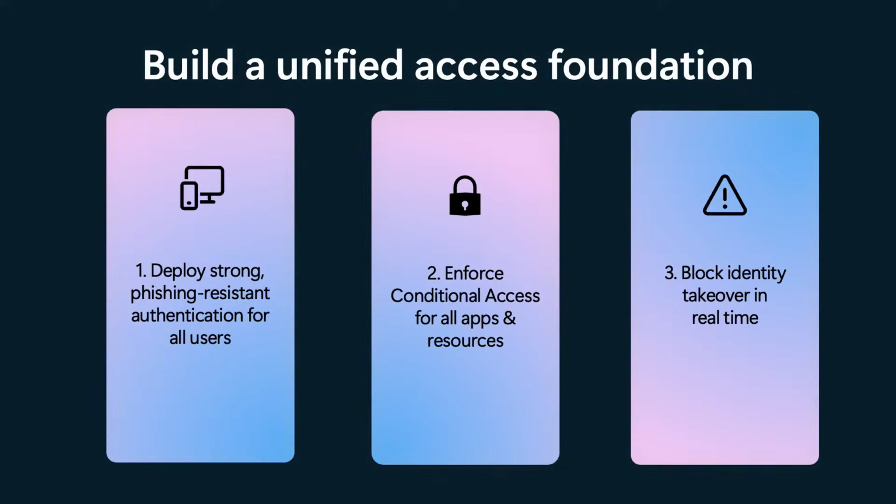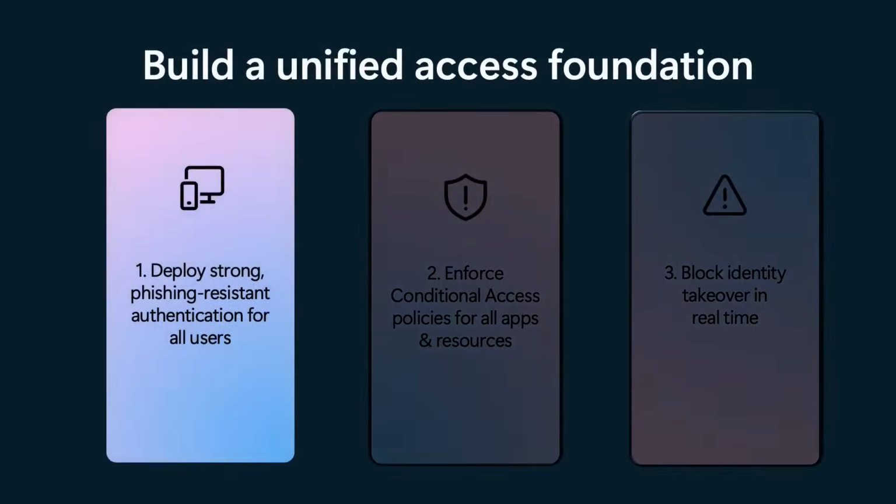Now let's talk about the first foundational step in building a unified access foundation. What we outline here are the 3 moves every organization should have in place today. First, deploy a strong phishing-resistant authentication for all users. Second, enforce conditional access policies across every app and every resource. And third, block identity takeover in real time with identity protection. Together, these steps raise your security floor, close the gaps attackers rely on, and give you a unified baseline you can build on. They're simple, high-impact actions that help you move from reactive identity work to a more modern access strategy.